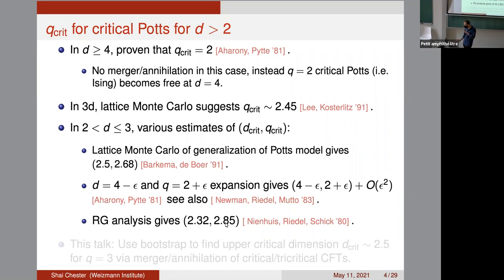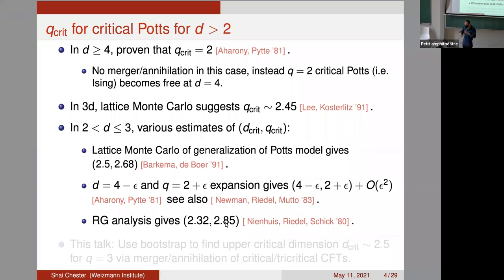I should note that while all these methods have their advantages, they're using very, very different methods. Some of these are using generalizations of the Potts model where it's not so clear how it's related to the conventional Potts model. Some of them are using perturbative analyses, and there's no reason to expect that they would be true for this non-perturbative theory.